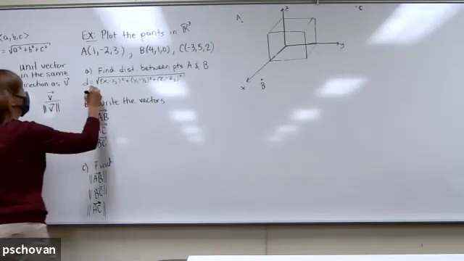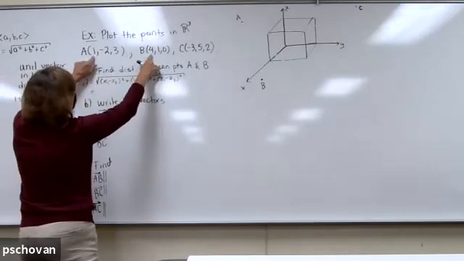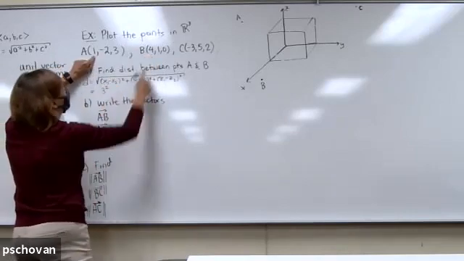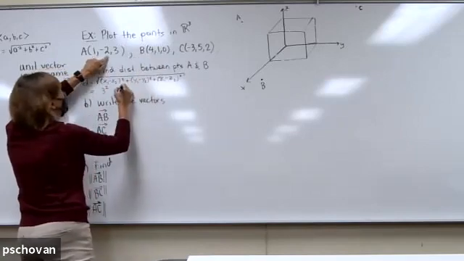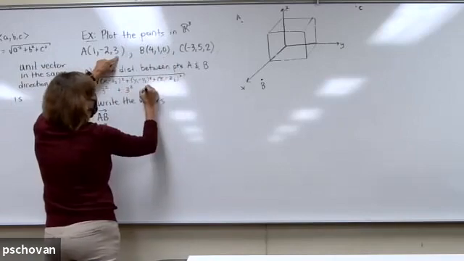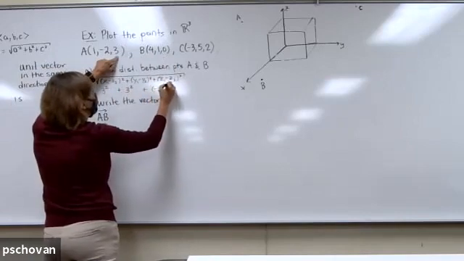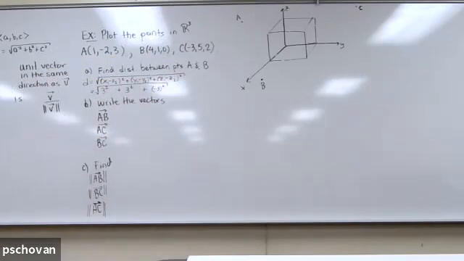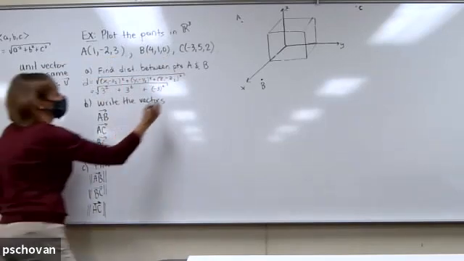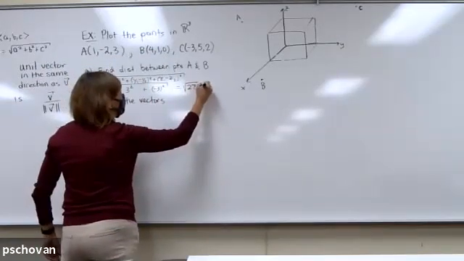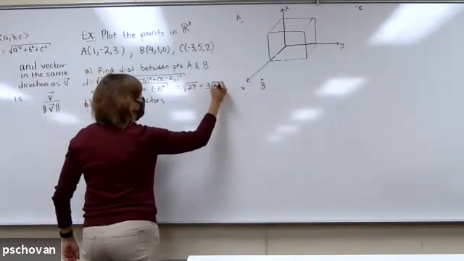So for our 2 points A and B, 4 minus 1 is 3. So I'm going to square that. 1 minus a negative 2 is also 3. And 0 minus 3 gives me another 3 squared. So I have 9 plus 9 plus 9, or the square root of 27. And that's easy enough to simplify as 3 times the square root of 3.